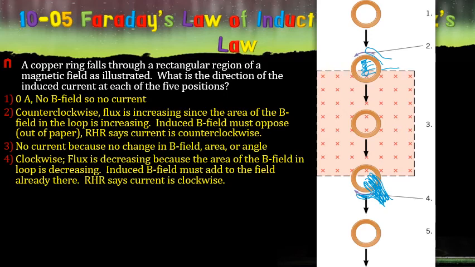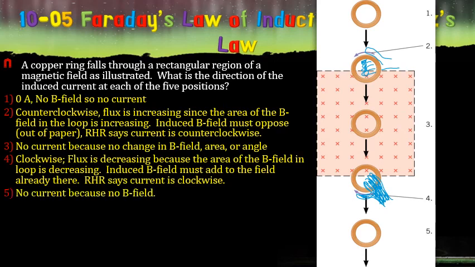Position 4, the flux is decreasing because they're going from the magnetic field to no magnetic field, so the flux is going down. So we want to oppose that decrease, so we need to have our induced magnetic field go the same direction as the one that's there, to try to keep our flux the same. So it's going into the paper, so grab your ring so that your fingers are going into the paper, and your thumb points the direction of the current, and it'll go clockwise.